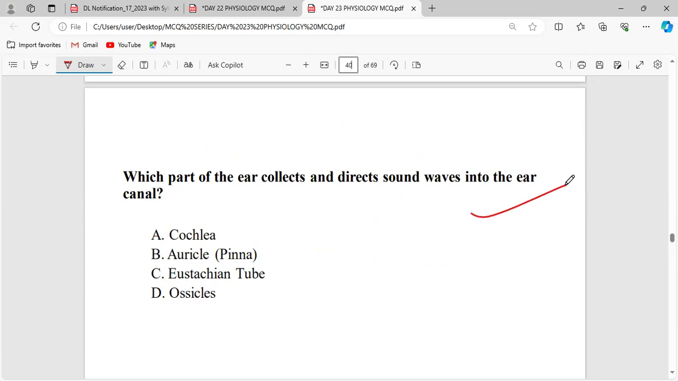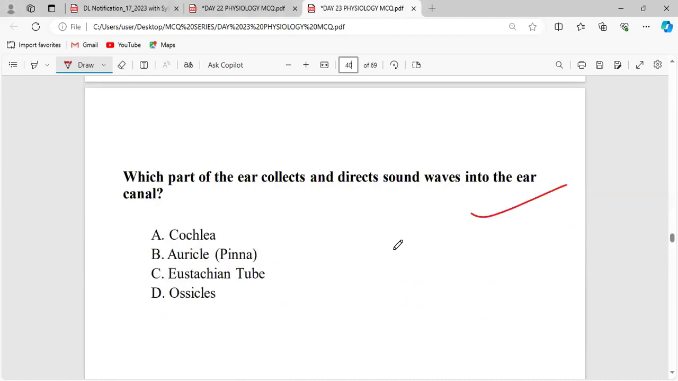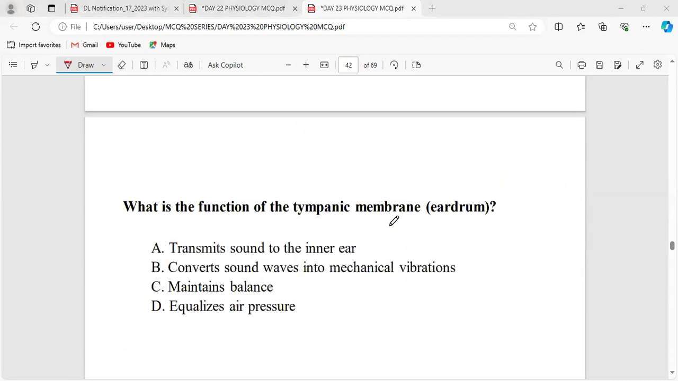Which part of the ear collects and directs sound waves into the ear canal? For that, you should know whether the ear canal is part of the middle ear, outer ear or inner ear, so that it is easy for you to deduce the answer. Very good. That will be the auricle, pinna. This is the visible part of the ear, and the ear canal is part of the outer ear.